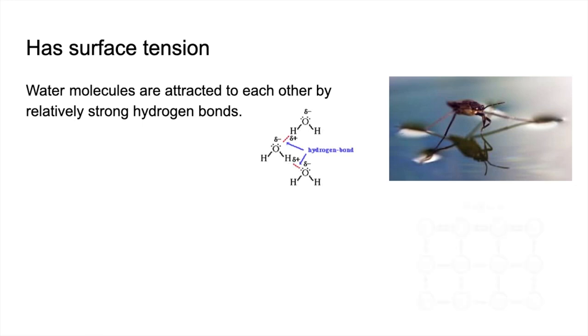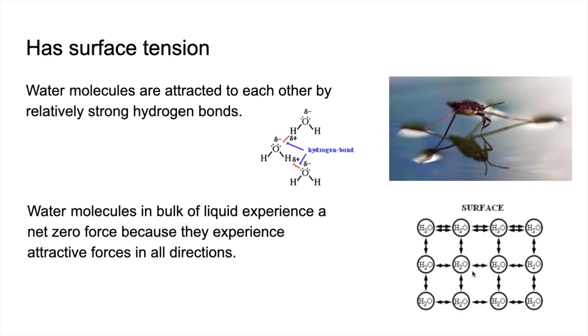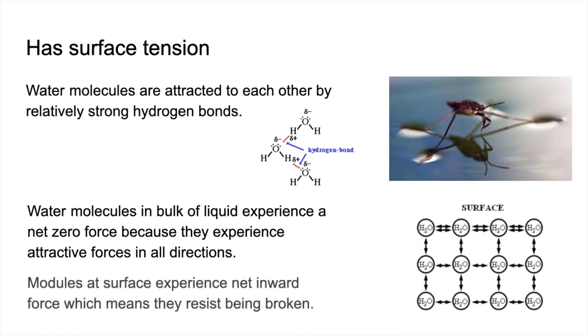There's that diagram again. So if we just think about what's going on here, so we've got the water at the surface, these H2Os here, and then this is what we would class as the bulk liquid, so under the surface. The water molecules in the bulk of the liquid experience a net zero force because basically all the attractive forces cancel each other out. However, if you think about the water molecules at the surface, they don't have anything above them, so there's a net inward attraction on those water molecules at the surface, which means the attractive forces resist being broken, which is what creates this surface tension effect.